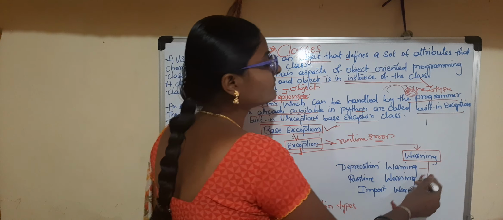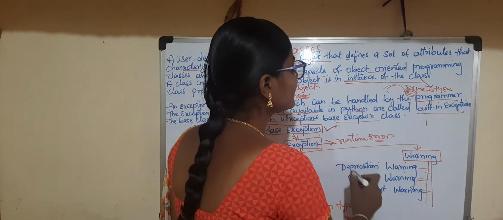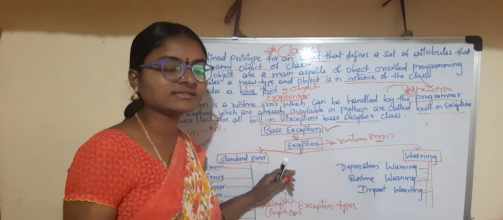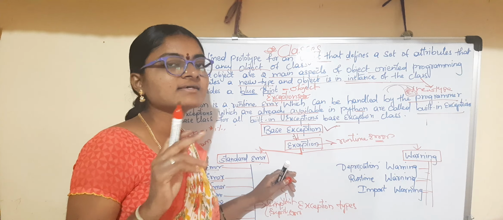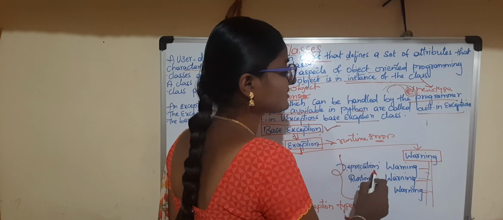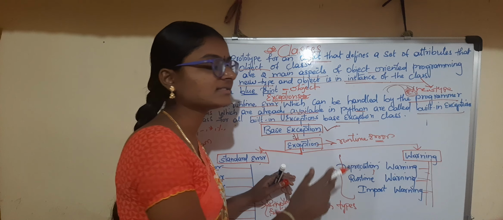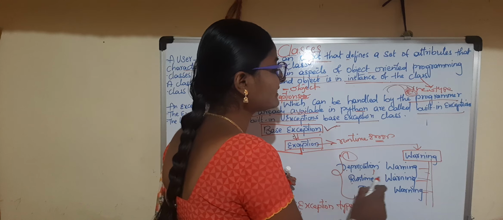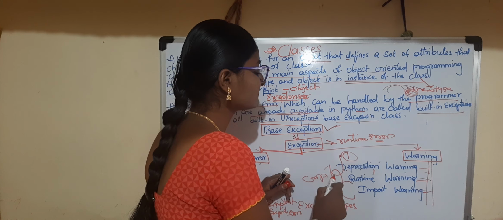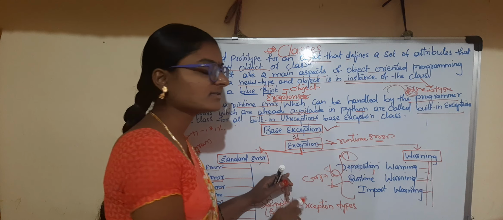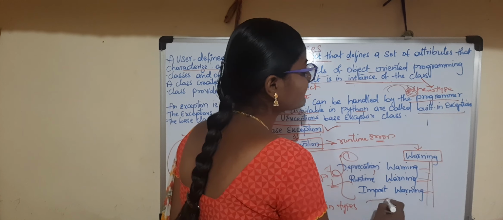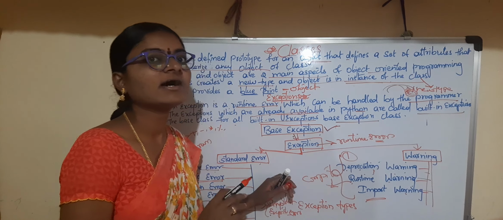Now the warnings. Warnings are divided into three types. While we are executing a program, you will get some warnings. The first type is deprecation warning. Next one is runtime warning. Runtime warning is what we get when we run the program after fixing compile-time errors. Next one is import warning. Import warning is also one of the types of warning.